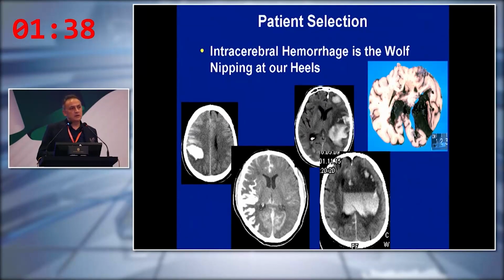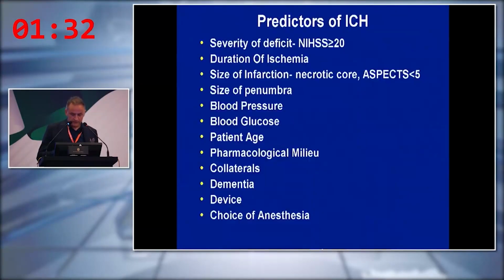Patients easily bleed. We can easily have a big intracerebral hematoma. We have to be very careful. If the score is high, we have more hemorrhage. If the duration of ischemia is longer, we again have more hemorrhage. Size of infarction is important. Size of penumbra is important. Blood pressure, blood glucose, patient age, pharmacological therapy, collaterals, dementia, device, and choice of anesthesia are also important regarding hemorrhage. So we should fear hemorrhage.